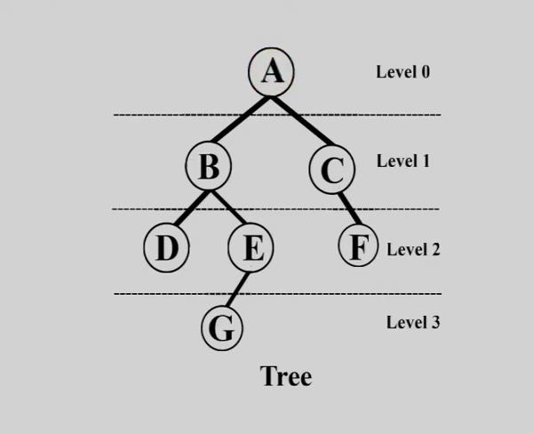Look at this diagram. In this tree, the node A is at level 0. Nodes B and C are at level 1. Nodes D, E, and F are at level 2. The node G is at level 3.